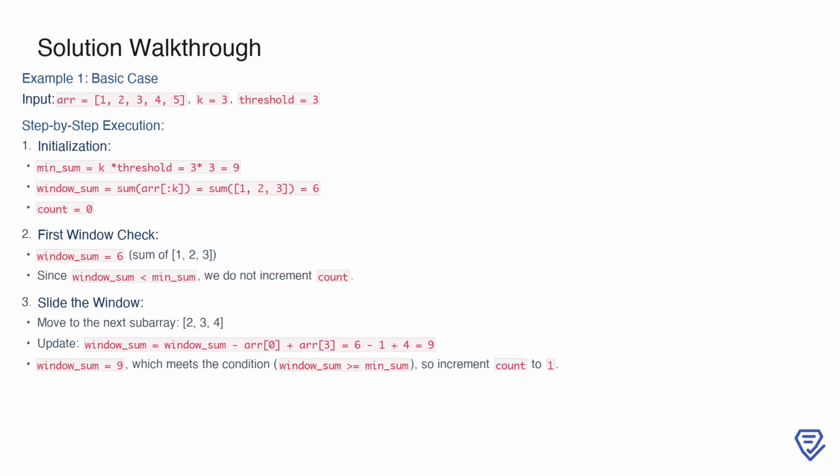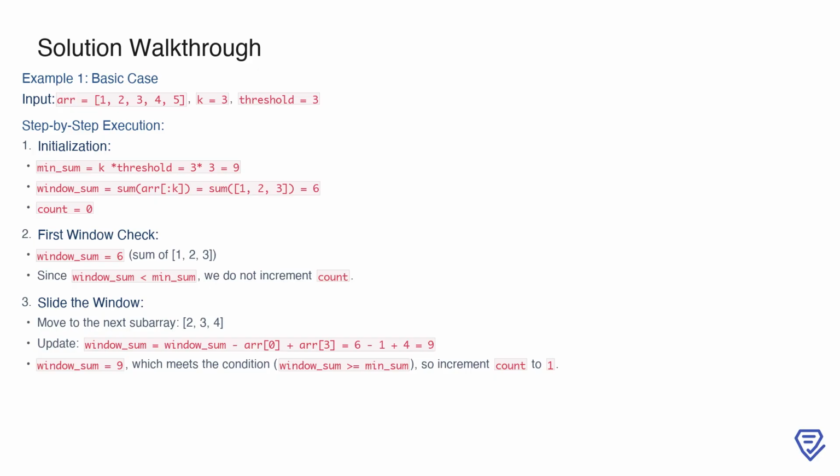In this first example, we are tasked with finding subarrays of size 3 whose average is greater than or equal to 3. To achieve this, we start by calculating the minimum sum required for a valid subarray. Since the threshold is 3 and the subarray size is 3, the minimum sum is 3 multiplied by 3, which equals 9. Next, we calculate the sum of the first subarray, 1, 2, 3, giving us a window sum of 6. At this point, our count of valid subarrays is initialized to 0.